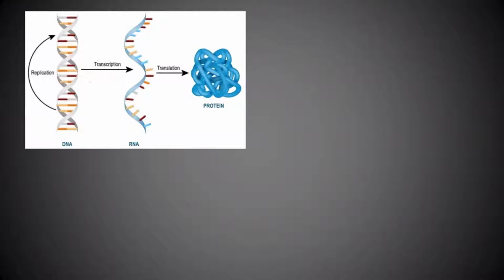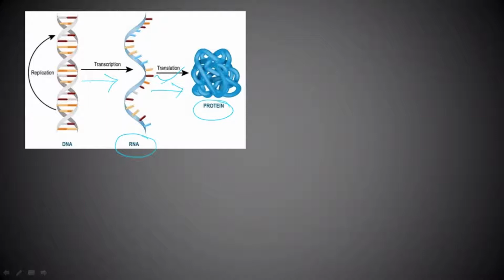You can see in the figure that I have shown the central dogma, that is, from DNA. DNA makes its own copy by the process of replication, and through the process of transcription, messenger RNA is produced, and from messenger RNA, protein is produced through the process of translation. So, we are going to discuss how this translation takes place.